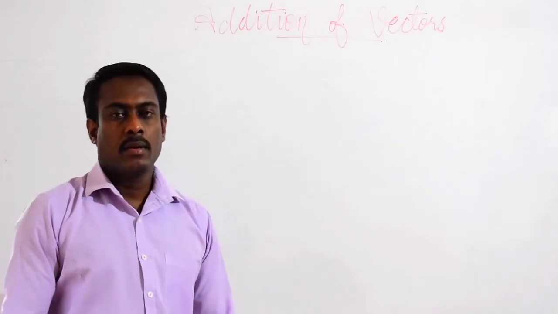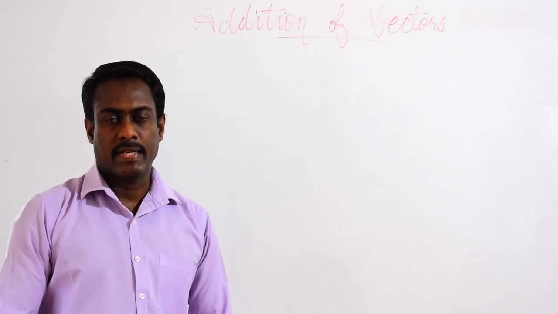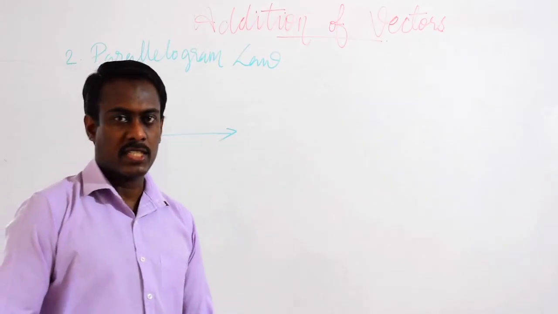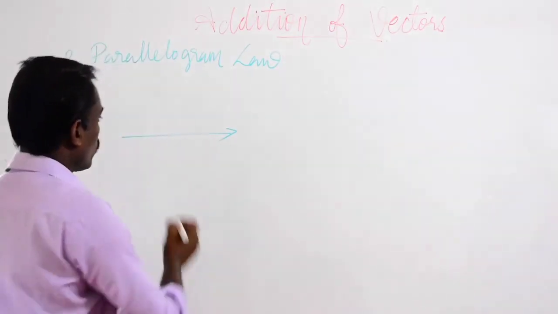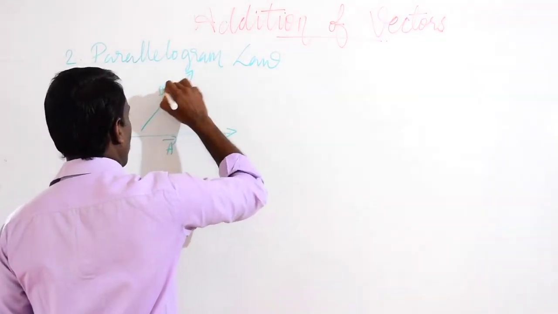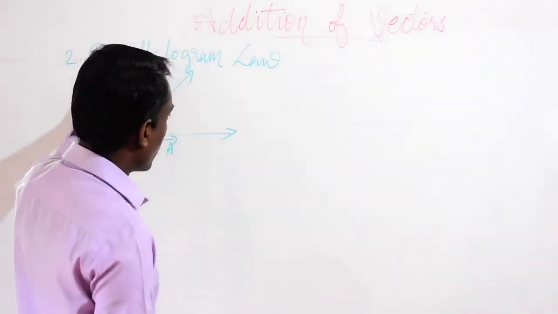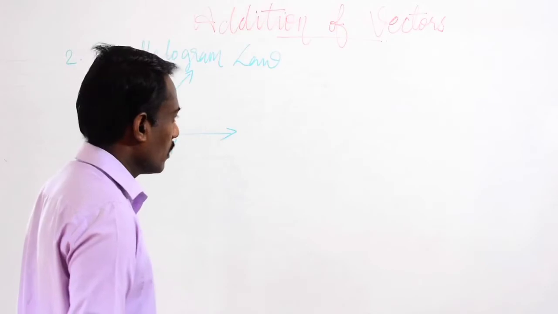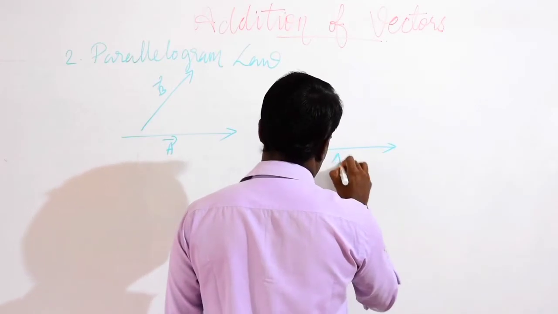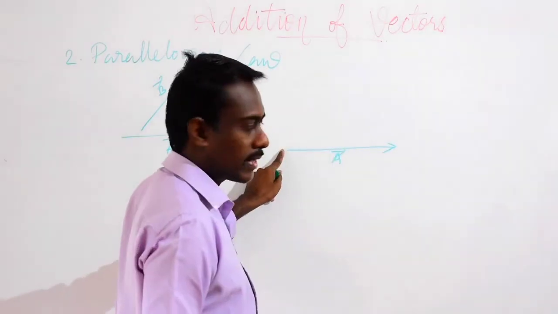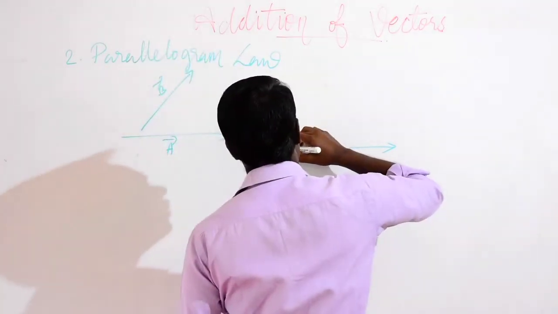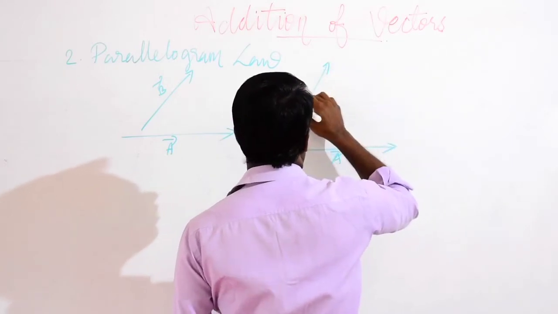Next method is the parallelogram law of vector addition. In this method, consider two vectors A and another vector B here. Now we need to add these two vectors together by this method. And as I said before, first of all, take the vector A and the tail of the vector B without changing its direction.